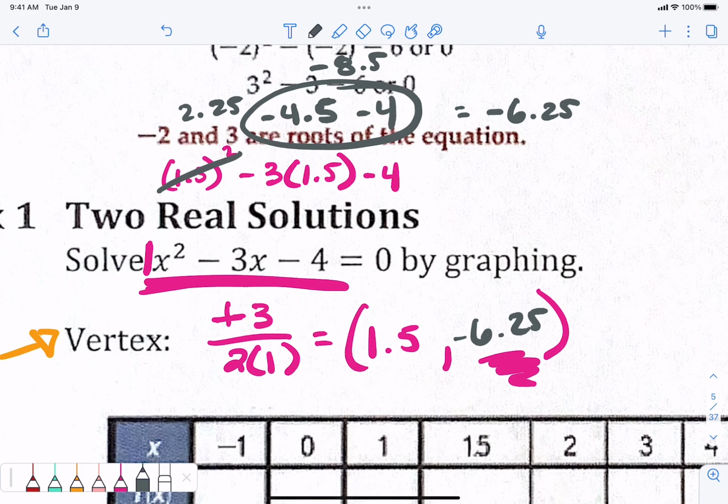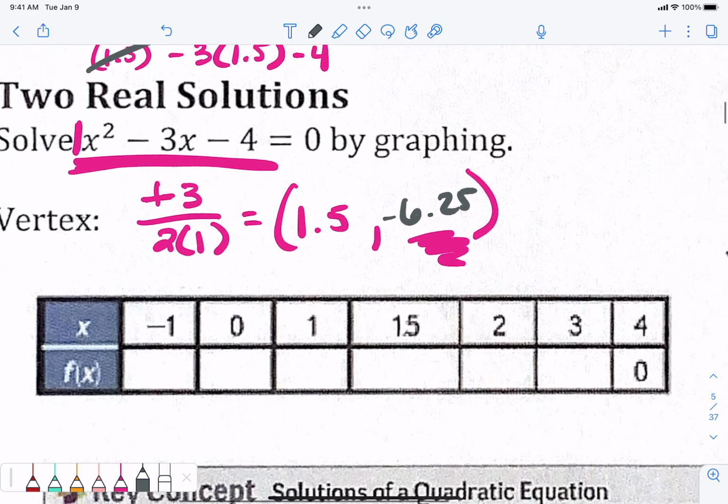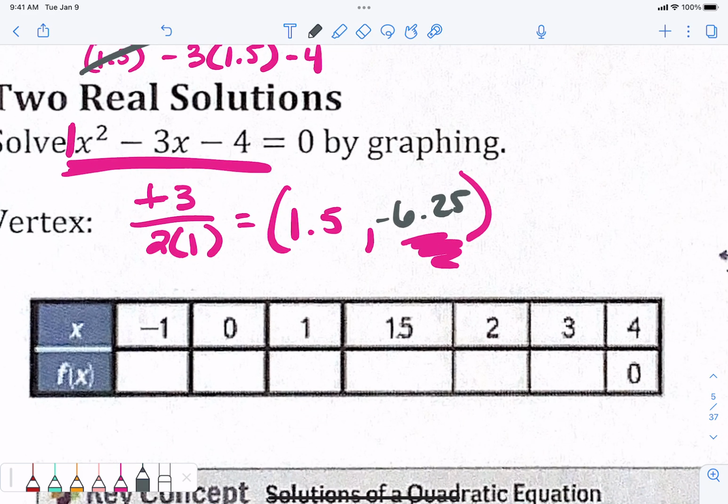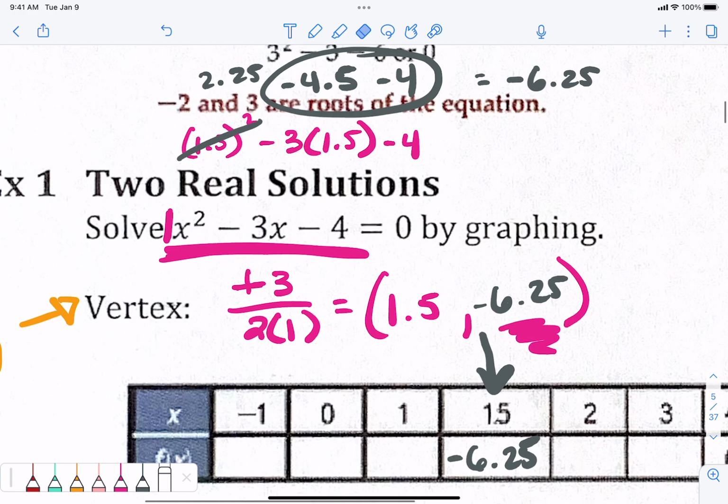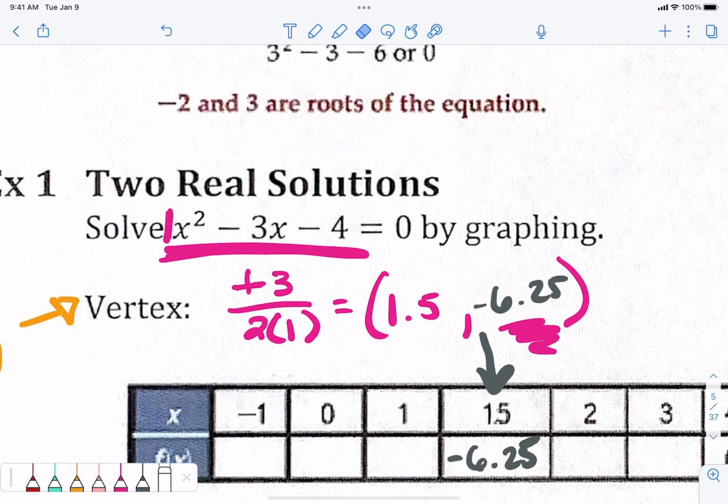Now notice that they put that vertex center stage of our table right here, which is usually the way it works. Center stage of our table, (1.5, negative 6.25). Then they want us to complete the table. We're going to plug these numbers into the equation up here to figure out their values.